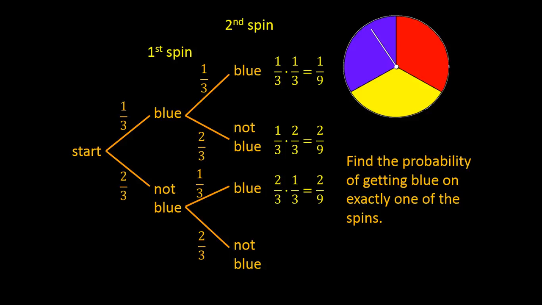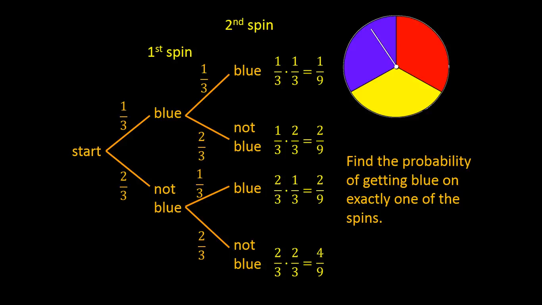So the probability that we get something that's not blue on the first spin and then blue on the second spin is 2/9. And then at the very bottom, we have a path that goes through not blue and not blue. The probabilities along those branches are 2/3 and 2/3. And if we multiply those probabilities, we get 4/9. So the probability of getting not blue on the first spin and not blue on the second spin is 4/9.